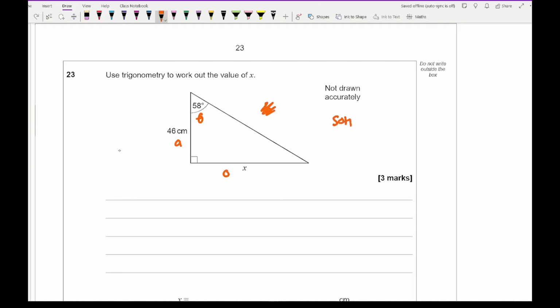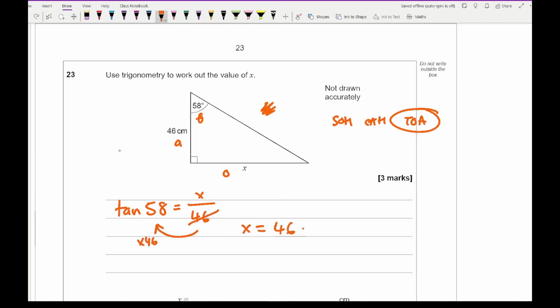Depending on how you know the formulas, it's going to be using tan. So substituting the values into the tan formula, I've got tan 58 equals x over 46. Then to make x the subject, I need to take the 46 over to the other side by multiplying. So x equals 46 times tan 58.